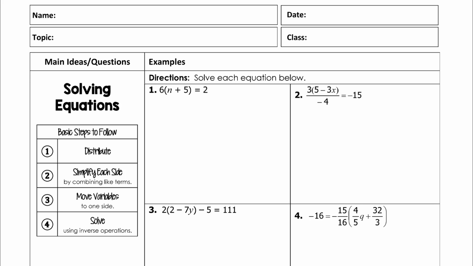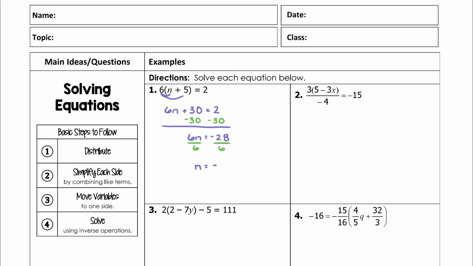With question number 1, you simply distribute the 6 through the parentheses, and you get 6n plus 30 is equal to 2. We found that by multiplying everything inside the parentheses by 6. The next step would be to subtract 30 from both sides, and you will end up with 6n equals negative 28. Then we divide everything by 6 to isolate n.